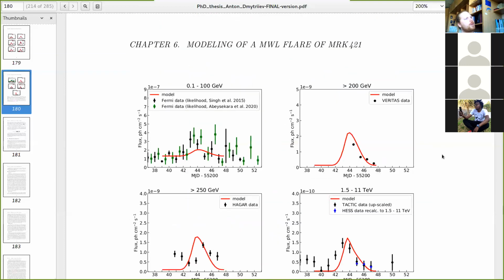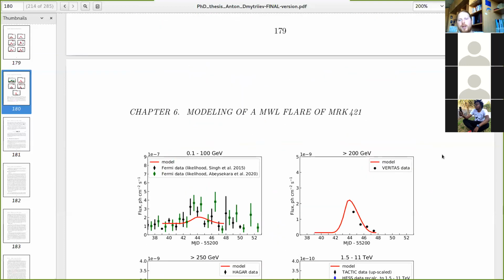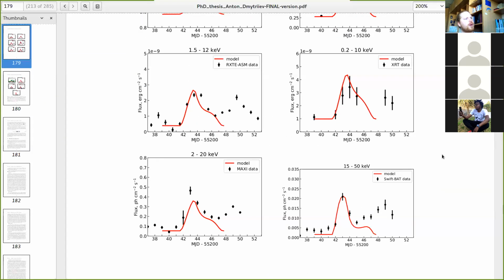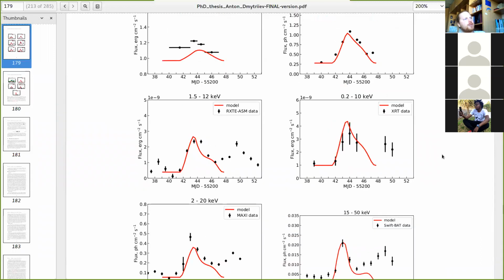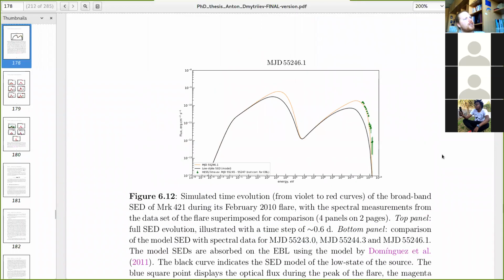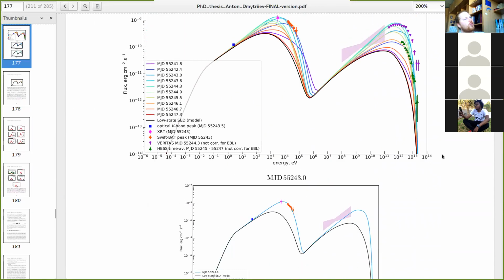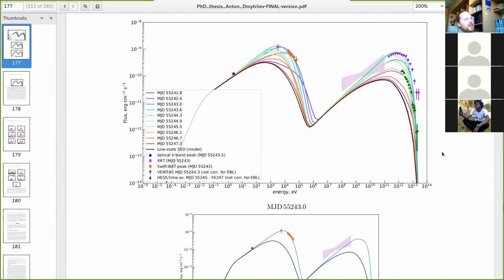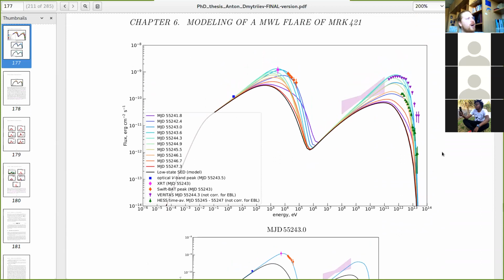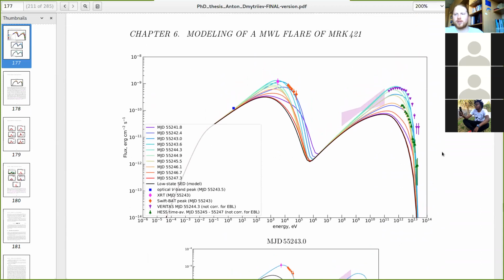Yes, there is no problem to observe non-transient phenomena. The only thing is that these observations are typically less interesting. You want to study some interesting behavior like flares. That's why. And for the spectral data, this is the evolution of the spectrum during this flare I was studying.